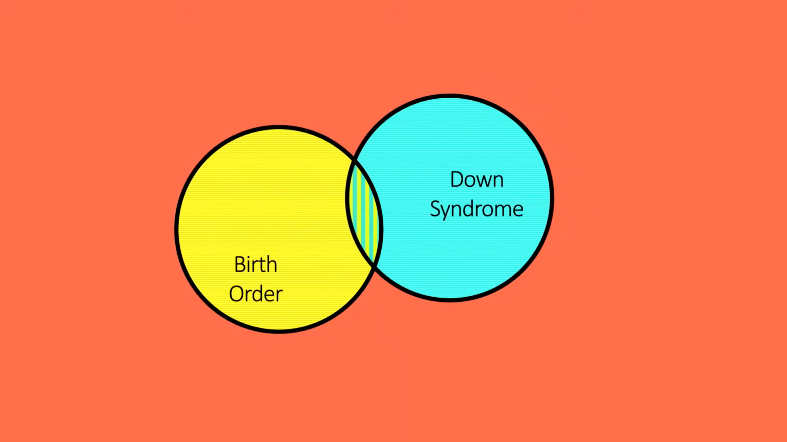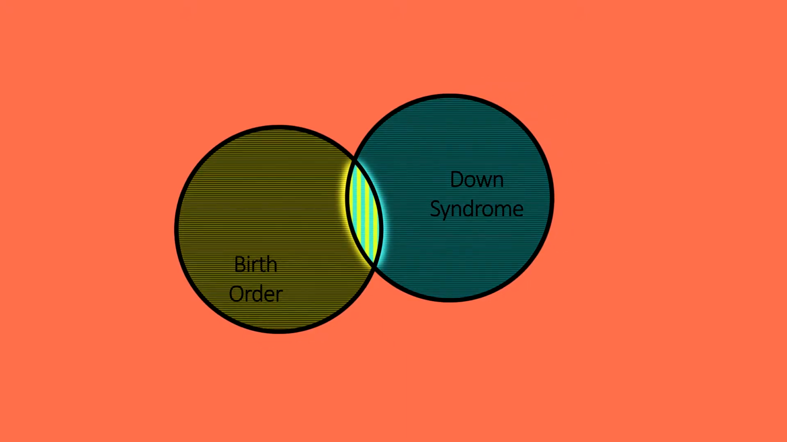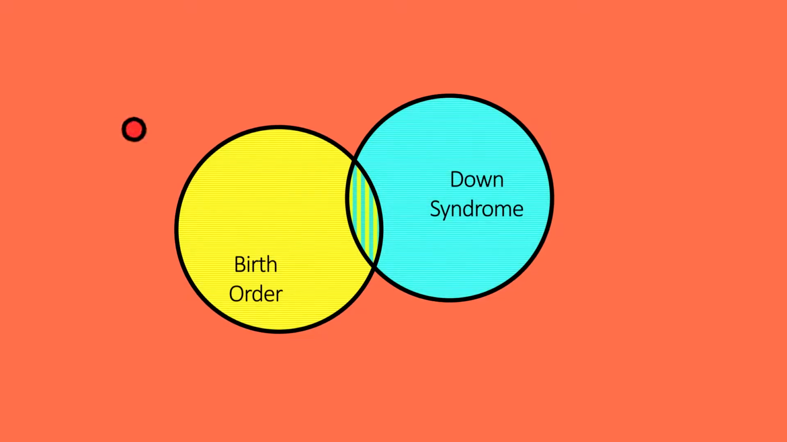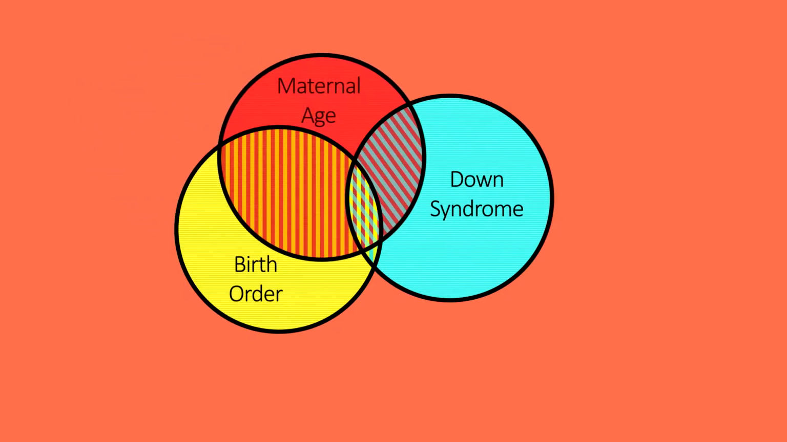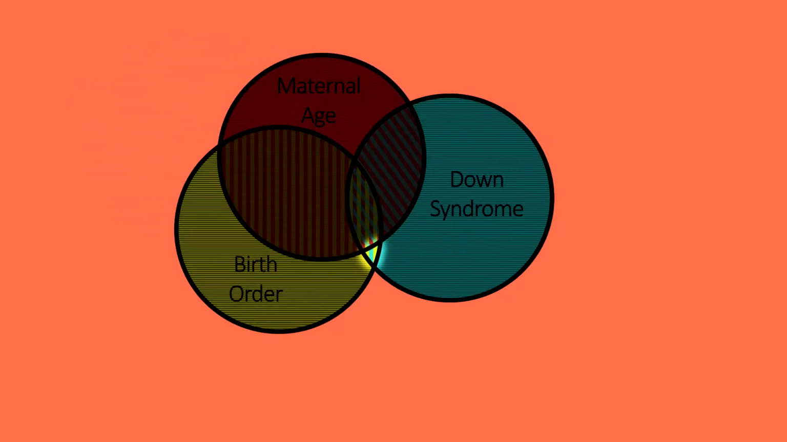If we had run the model with maternal age and birth order predicting Down syndrome, birth order would have been significantly associated with Down syndrome in that first model. Once we added maternal age to the model as a potential confounder, the association between birth order and Down syndrome would no longer be significant.